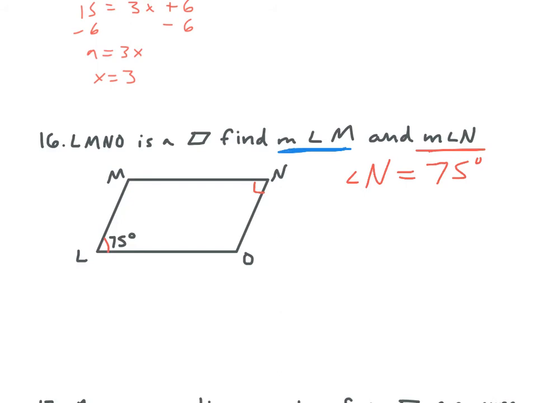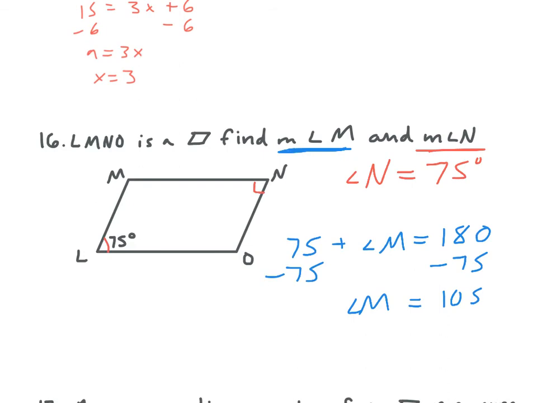Right, so we know that L and M are going to add up to 180 because they're consecutive angles. So 75 plus angle M is going to be equal to 180. So we just subtract 75 from both sides. And angle M is equal to 105.